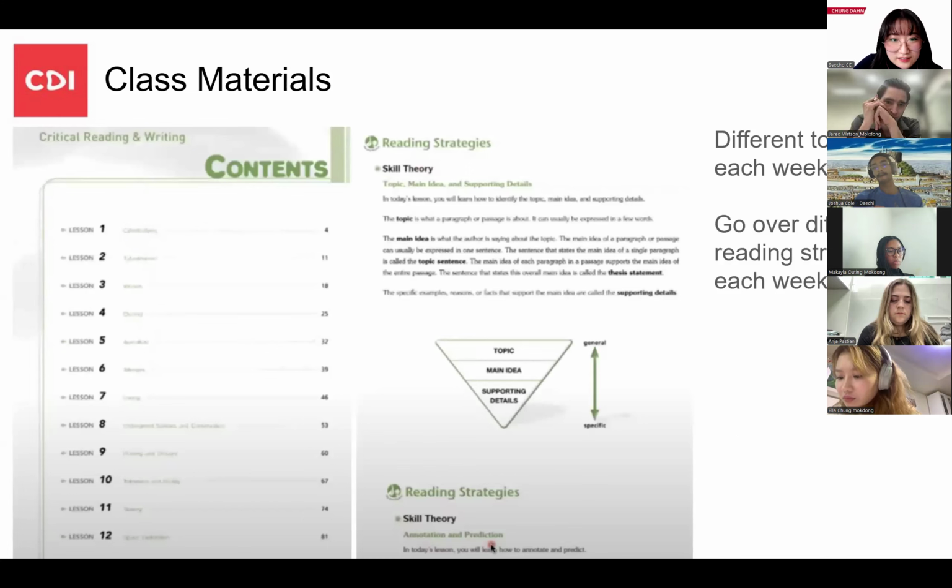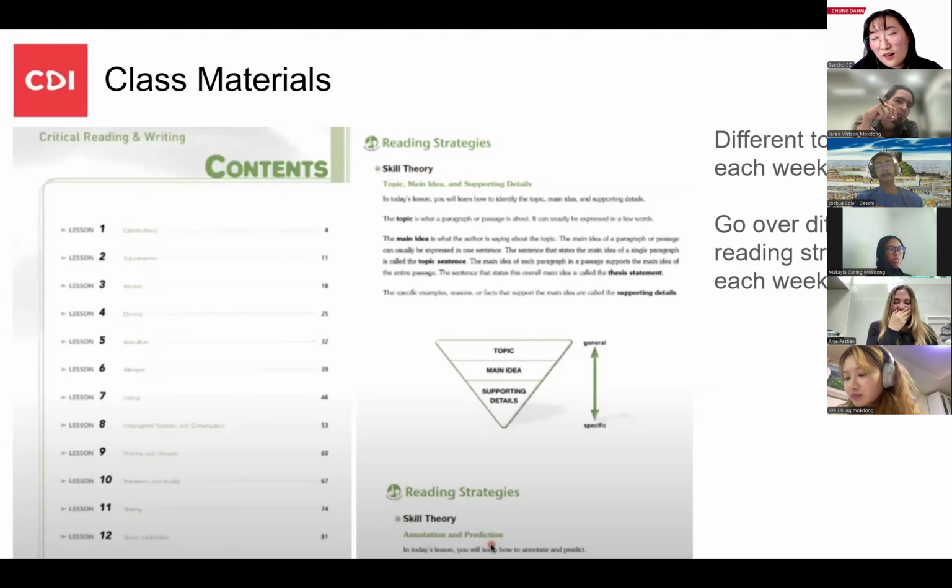Okay, so some class materials. They have a physical workbook, I believe, and they will be discussing a different topic each week. This is really similar to C1 actually. You can see there's like a different topic each week. Some of them like cyberbullying, so they will cover a different topic each week. And then also each week you will need to go over a different reading strategy.